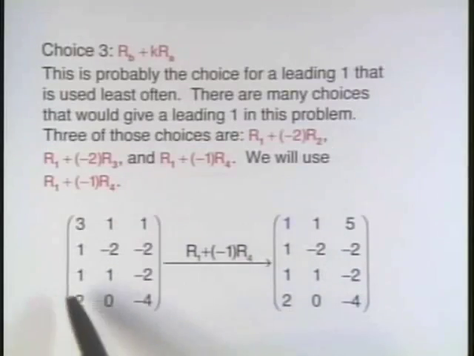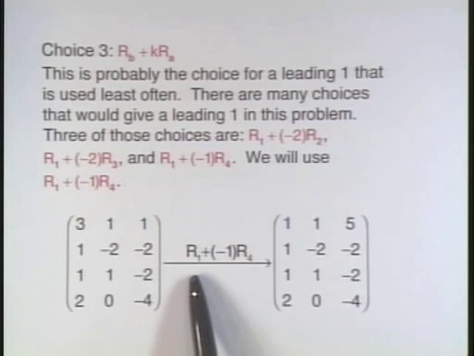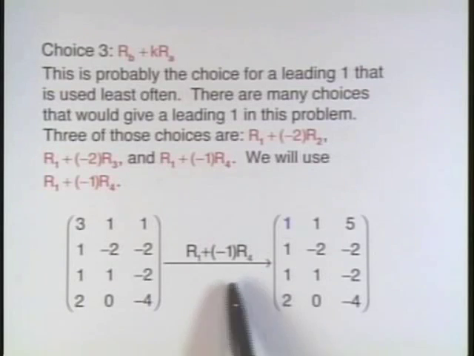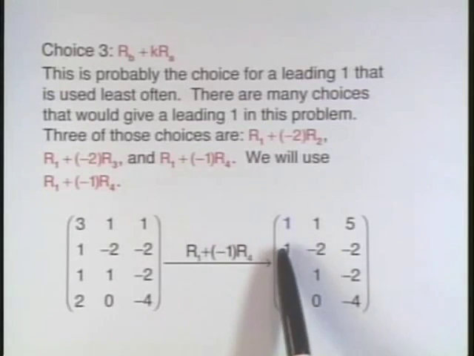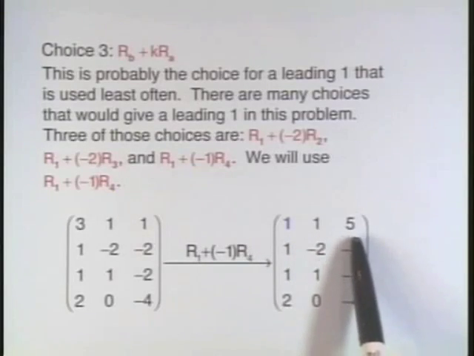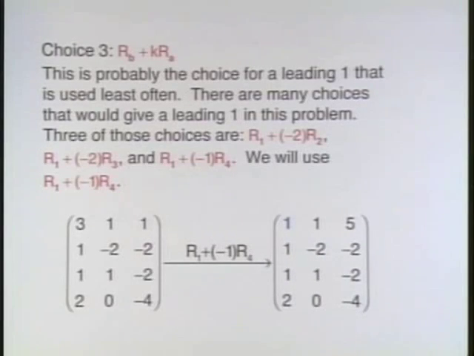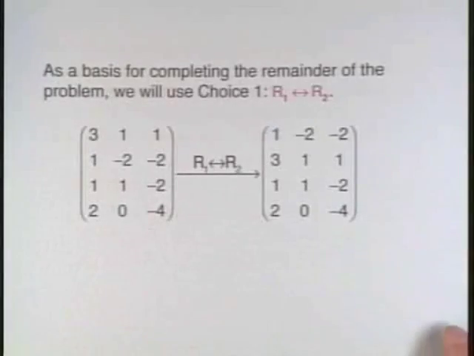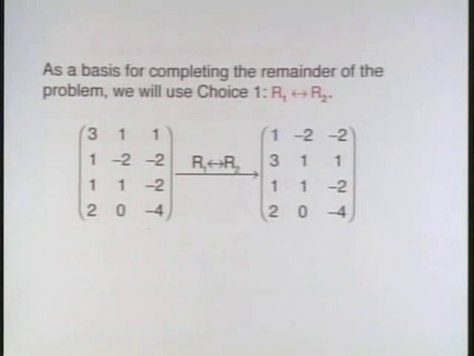Taking our original matrix, applying the operation row 1 plus negative 1 times row 4 gives us the new entries in row 1 of 1, 1, 5. The other 3 rows stay the same. Note that different choices result in different intermediate equivalent matrices.